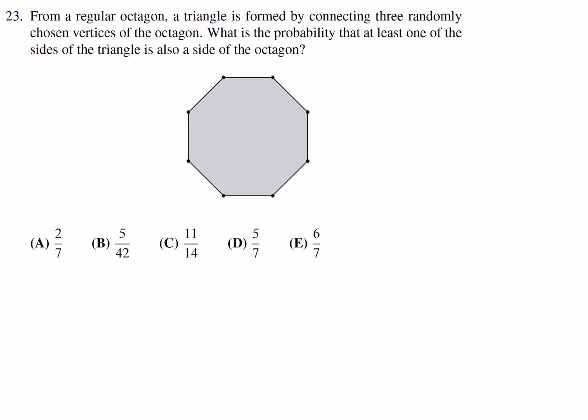From a regular octagon, a triangle is formed by connecting 3 randomly chosen vertices of the octagon. What is the probability that at least one of the sides of the triangle is also a side of the octagon?